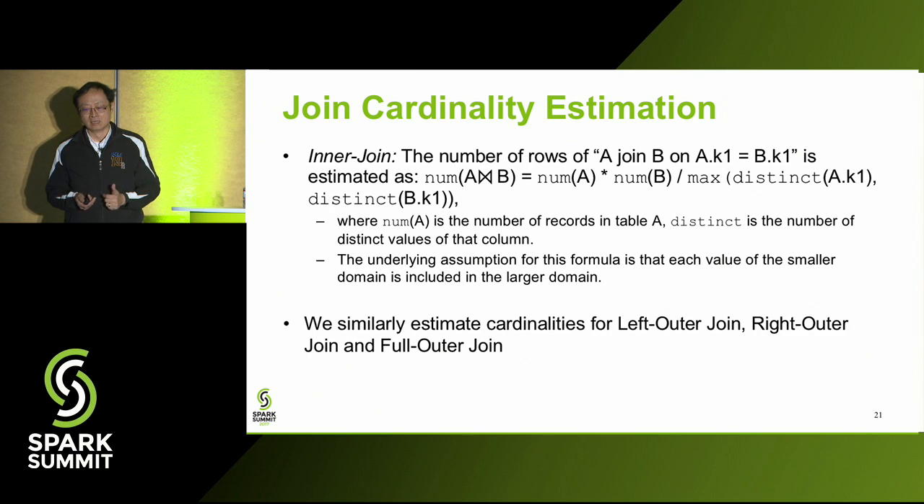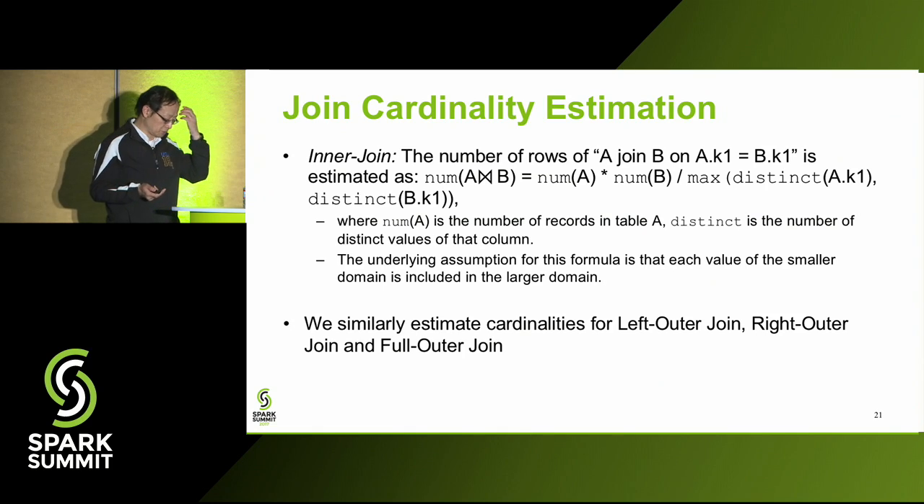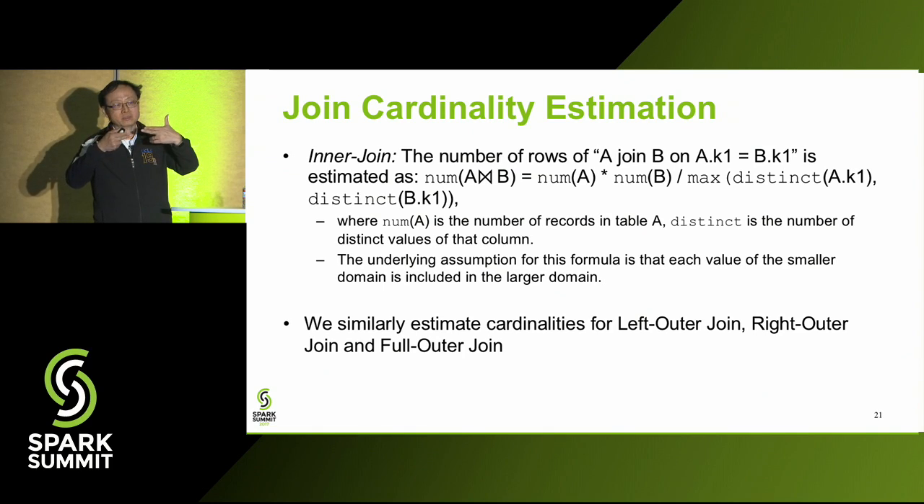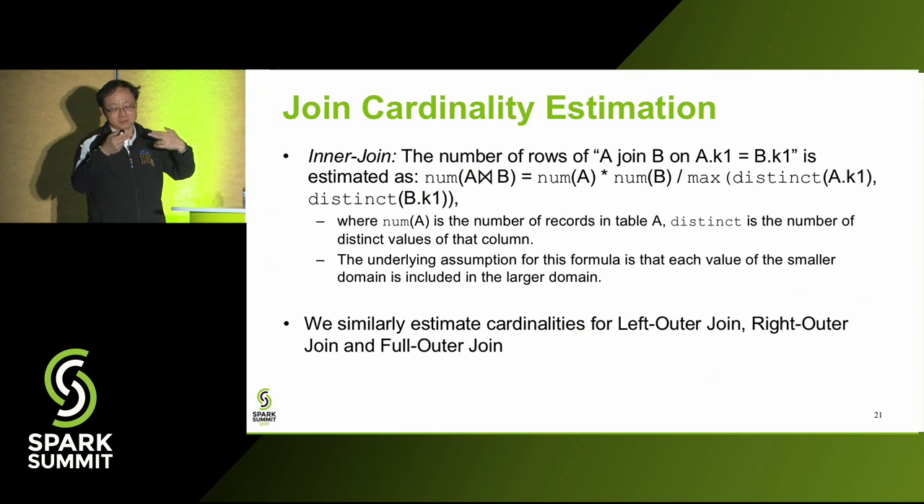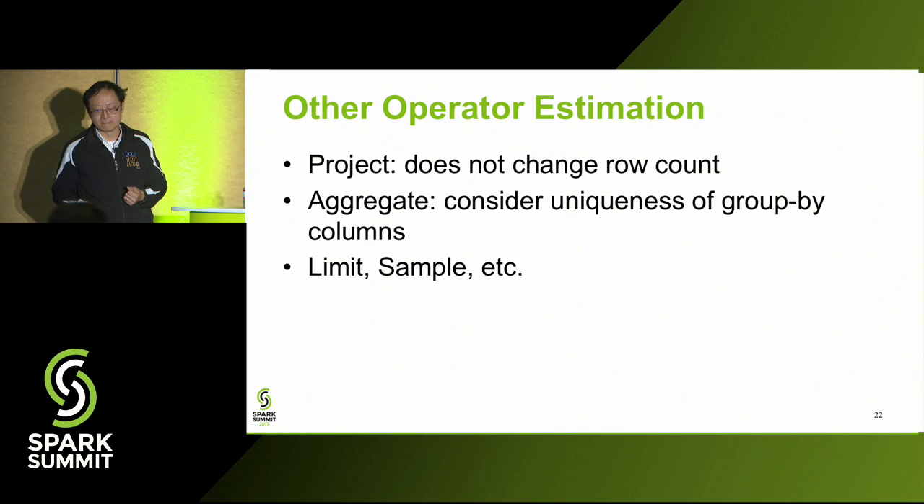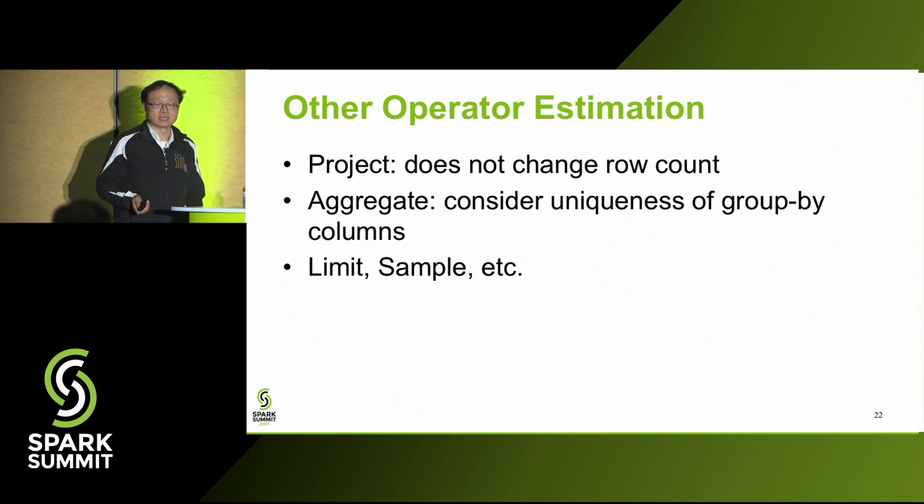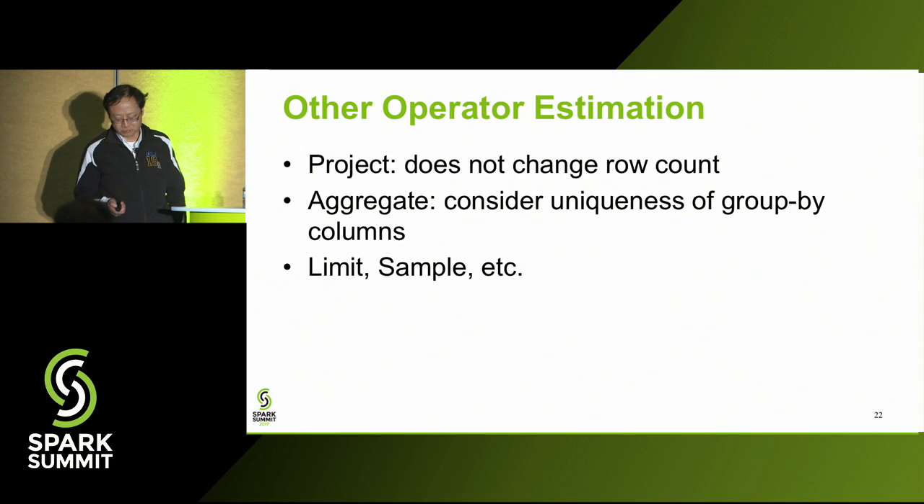As for the cardinality for other types of join, like left outer join, right outer join, and full outer join, we can do that in a similar way, except we also need to factor in that when you estimate an outer join, sometimes a record does not produce any output, and we still need to include the count for the record. As for the other operators like project, aggregate, and limit sample, the rest are straightforward, and due to the limited time, I'm going to skip them here.